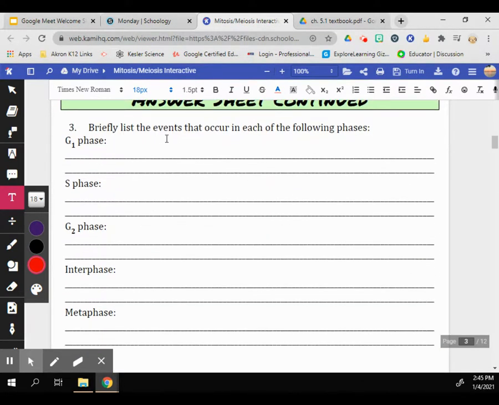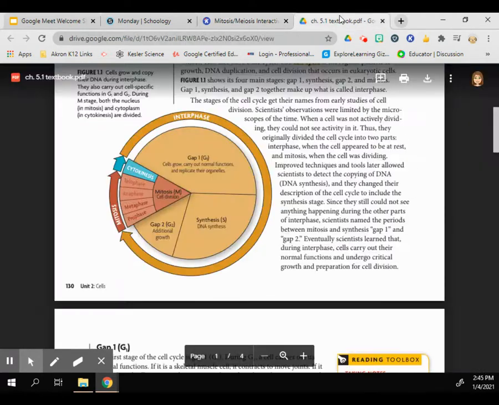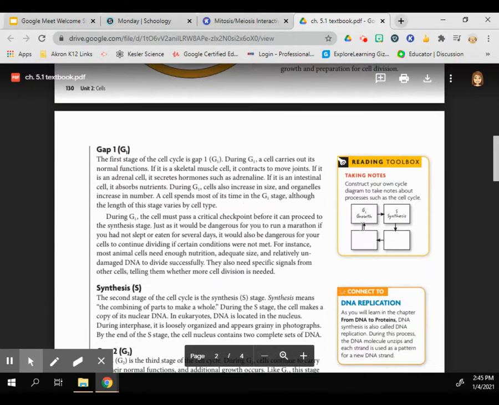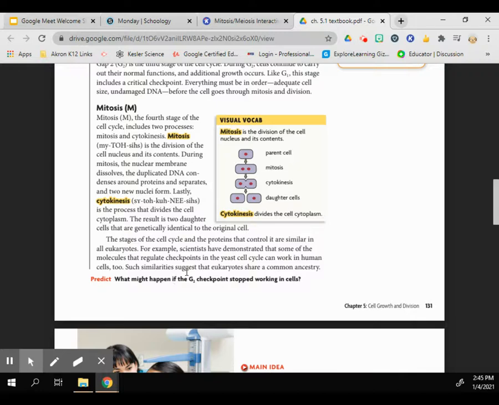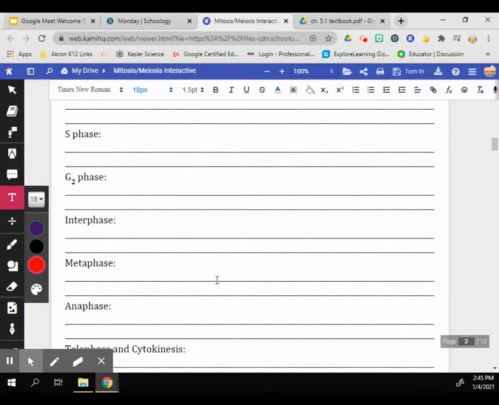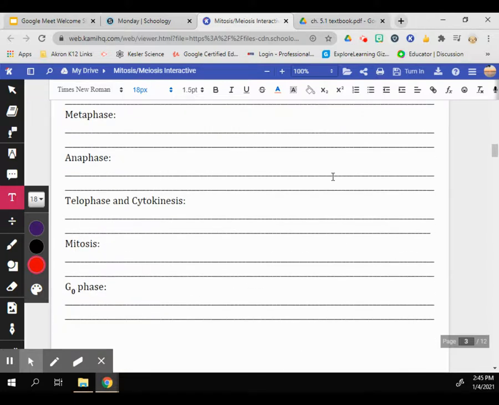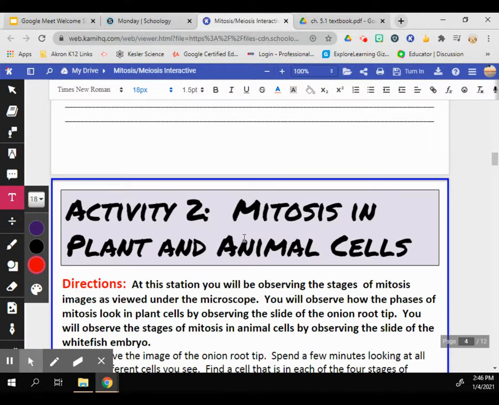So it says briefly list the events that occur in each of the following phases. Well, that's going to be easy enough if you go back to the textbook page and you scroll down. You can see all the different events that are occurring in that part of the cell cycle. So you'll just kind of go back and forth and write down the events that are occurring. Okay, so that's activity 1.